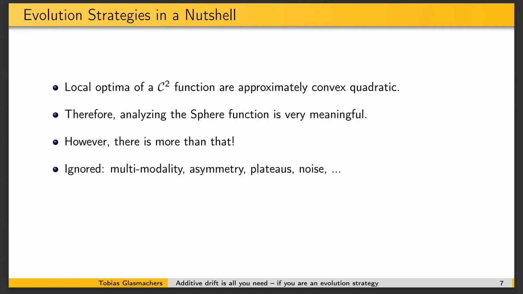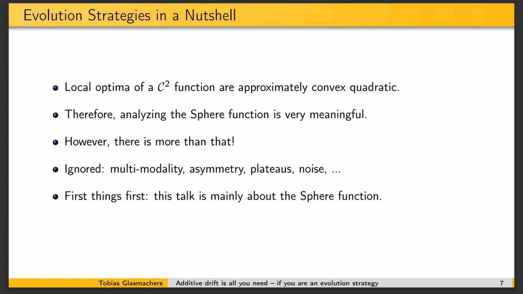Of course, there's multimodality. You may have some asymmetric attractor, which is then not C2. You may have plateaus, discontinuities, noise, and many things. Okay, we are not there yet. First things first, let's start with the simplest case as usual in theory. Maybe in 10 years from now, I can give a different talk.